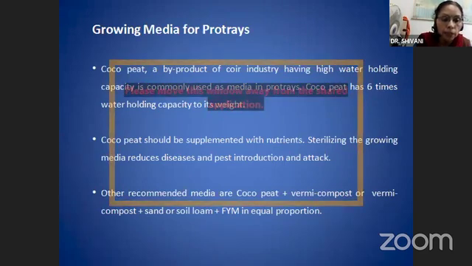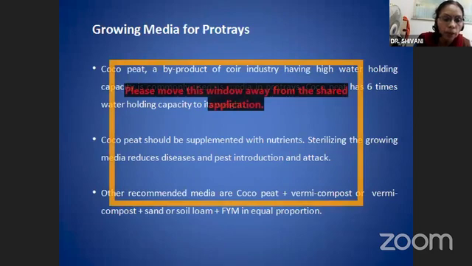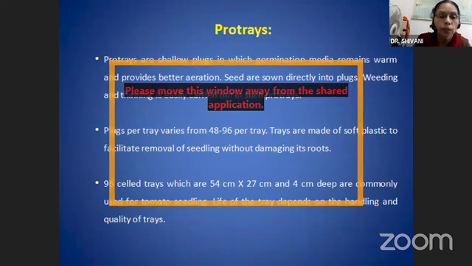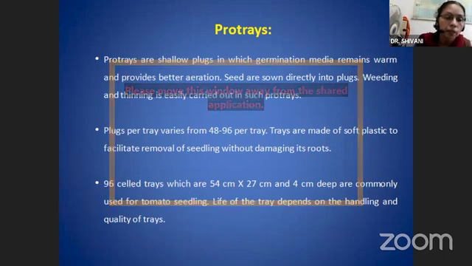Then other recommended media are cocopeat plus vermicompost, or vermicompost plus sand or soil, or loam plus FYM in equal proportion. These are filled in the pro-tray, and then seed sowing is done. So plugs per tray vary from 48 to 96 per tray. So farmers can use according to their need, whether they need this big one or medium one.